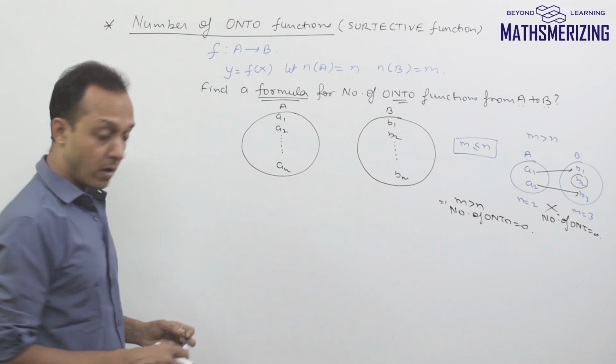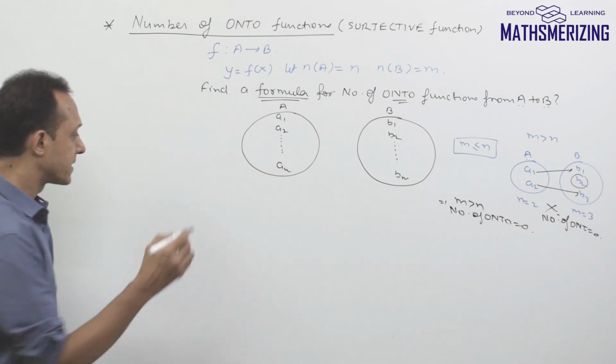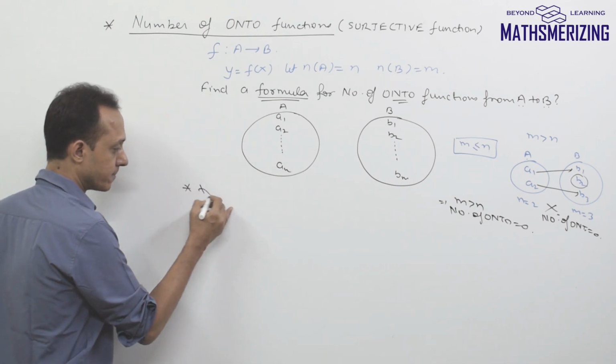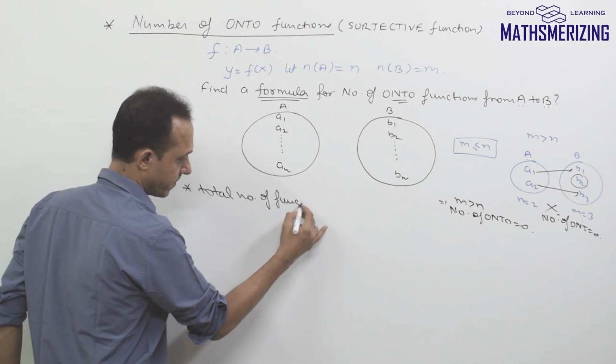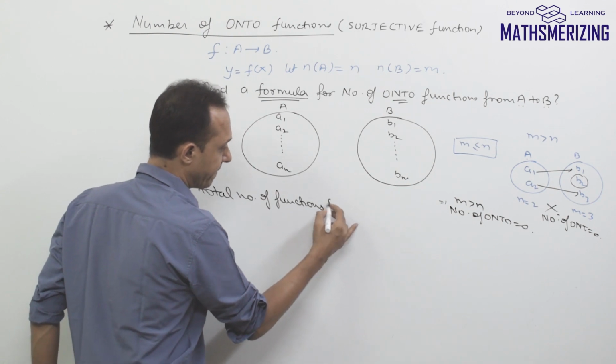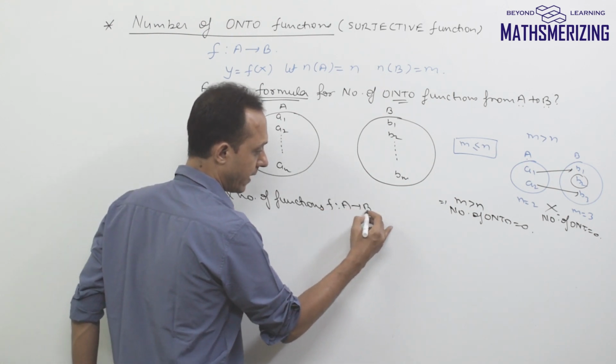So we want to work out a general formula when m is less than or equal to n. Now, one way of doing it is, first I'll find the total number of functions that can be defined from A to B.